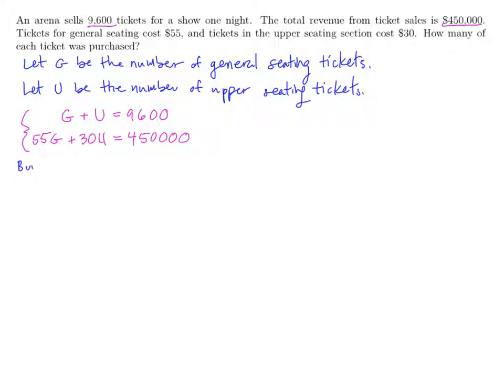So let's build equation 1. We can either build it so that it has negative 55G, or we could build it so that it has negative 30U. Let's build it so that it has negative 55G. To do that, we'll multiply each side by negative 55. So the left-hand side will be negative 55 times the quantity G plus U, and the right-hand side will be negative 55 times 9,600. Simplifying that, the left-hand side will be negative 55G minus 55U. And the right-hand side will be negative 528,000.